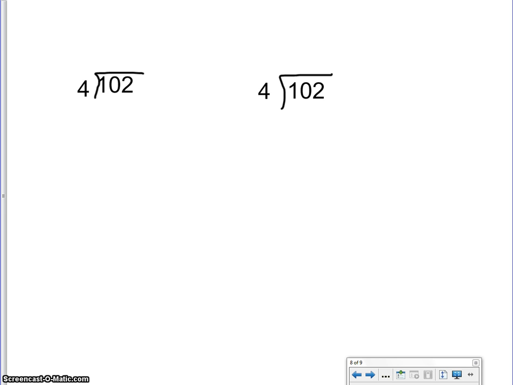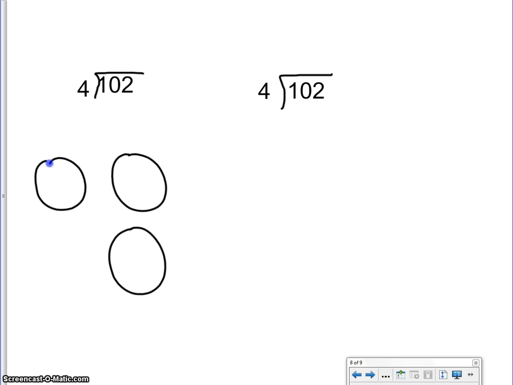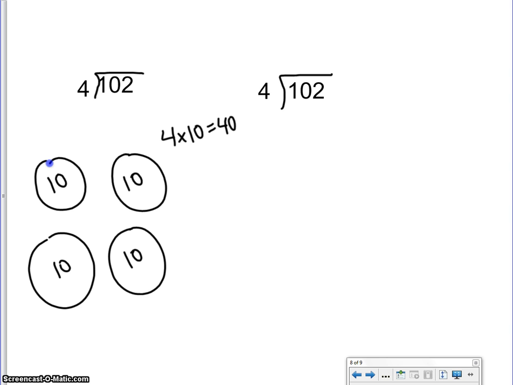So for example, I have 102 divided by 4. One thing we've been working on is literally making 4 boxes or 4 groups and seeing, well, 4 times what can get me to 102. They might start simple and say, well, I know I can give everyone at least 10. So they would show 4 times 10 is equal to 40. They would take 40 away, and they'll be left with 62.